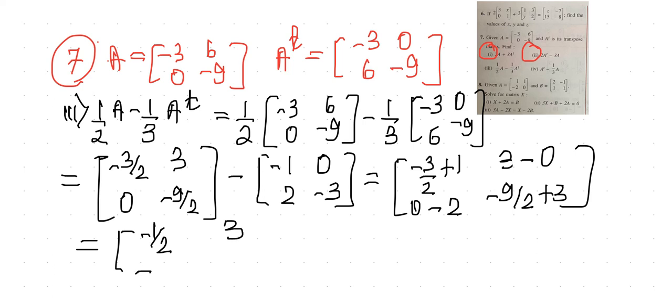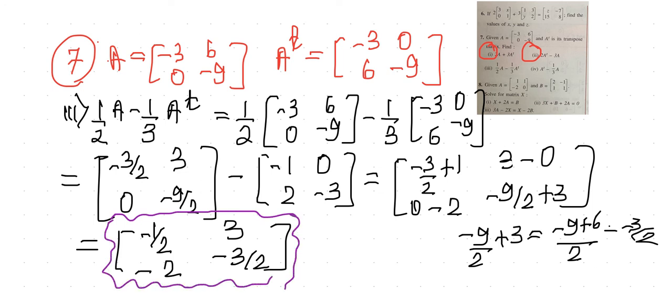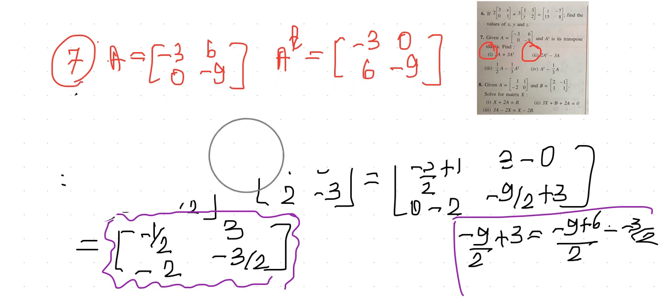Then here I will be having minus 2. And what about minus 9 upon 2 plus 3, children? If you take the LCM, this is minus 9 plus 6 upon 2, which is equal to minus 3 upon 2. So I will be writing here minus 3 upon 2. So this is my required matrix, wherein I have minus 1 upon 2, 3, minus 2 and minus 3 upon 2. Okay, so this is the rough part, don't get confused. So like this, on similar terms, I'll be doing the fourth sub question as well, children.